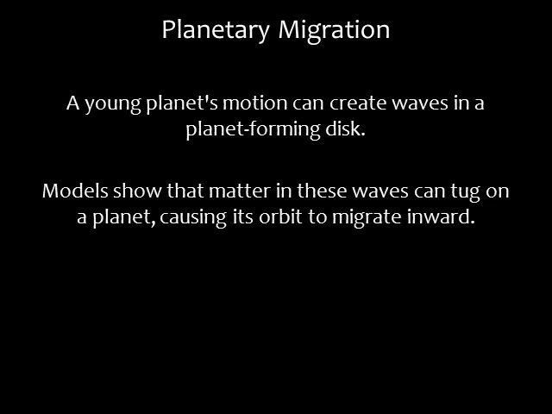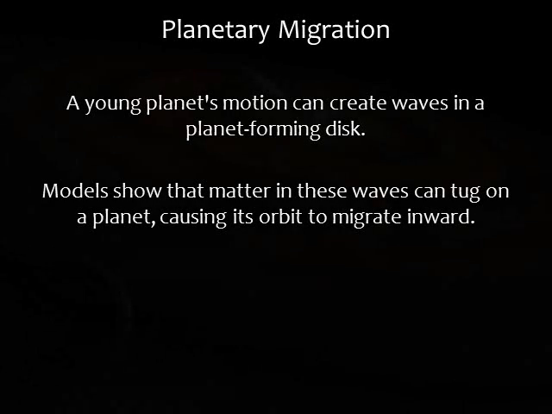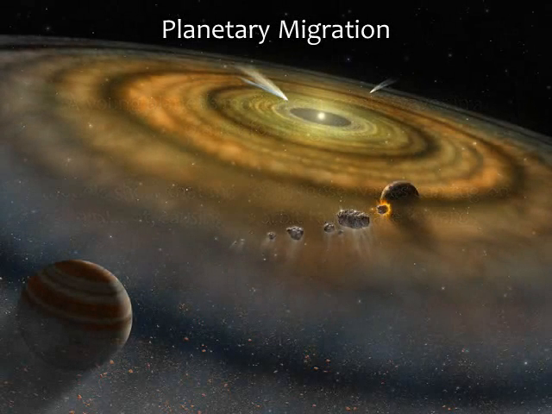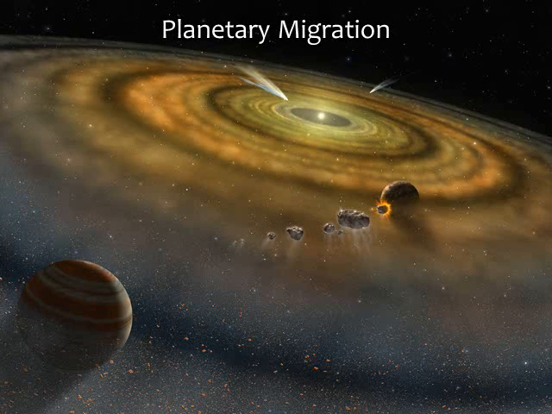Planetary migration is the idea that hot Jupiters formed in the outer region of their star systems and then migrated inward. A possible cause of the migration has to do with waves in the planet-forming disk. Shortly after any star forms, there's a disk of material that surrounds it. It's from this disk that the planets form. A young hot Jupiter orbiting in this disk can bunch up the material, creating denser areas. These denser areas propagate like waves and exert a gravitational pull on the planet that causes it to migrate inward.